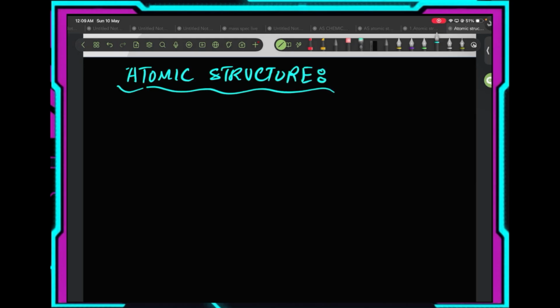Okay, so let's start from O levels. Let's build up on O levels. So basically, in atomic structure, the atomic structure in O levels, atomic structure. This will be our first chapter for AS. Then we'll move on to chemical bonding, and then we'll try to do moles after that. Okay, but first atomic structure, then chemical bonding.